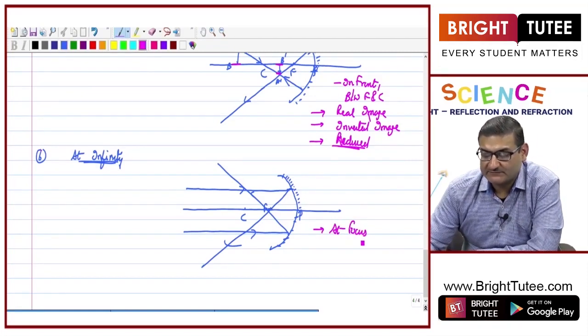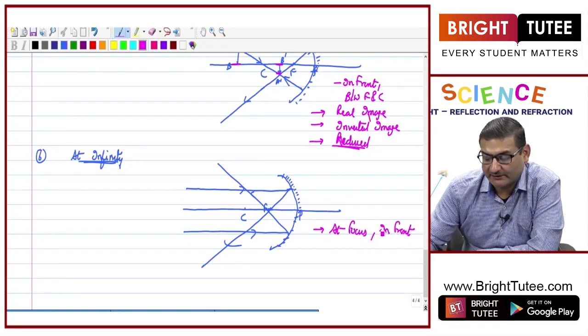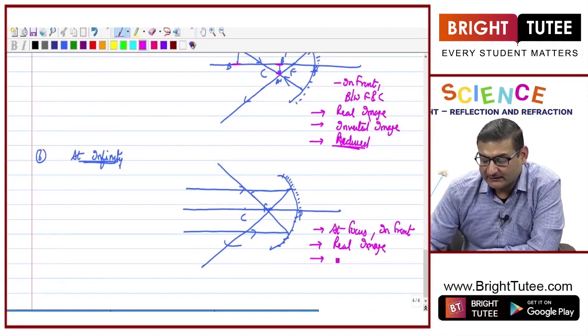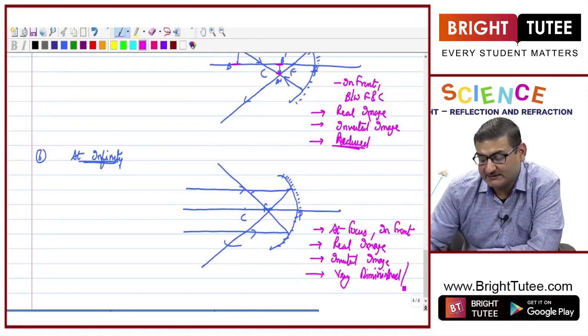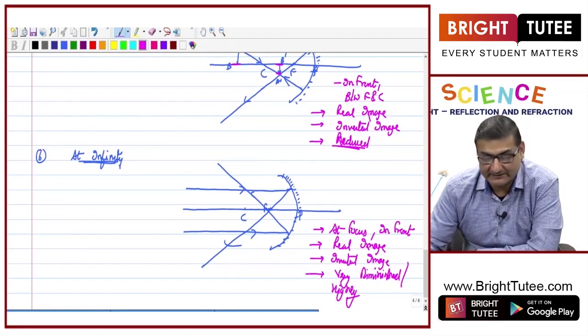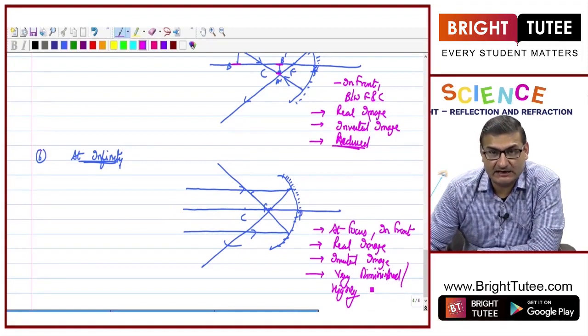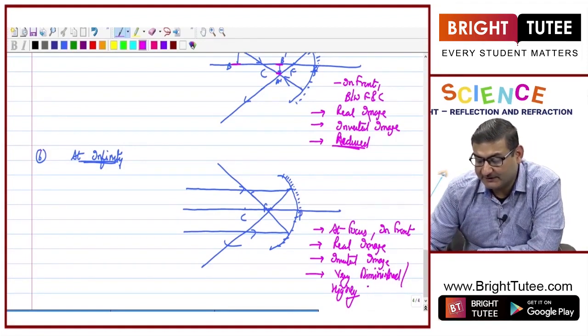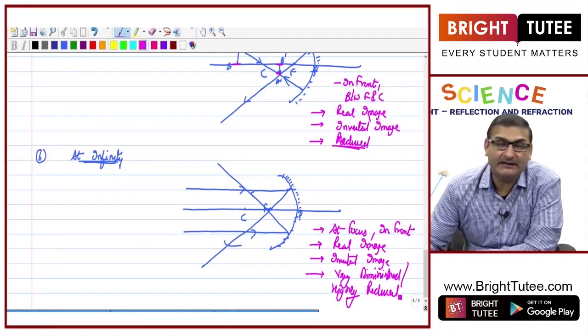So, the image is formed at focus in front of the concave mirror. The image is real because the light rays are actually meeting, and the image is inverted. It will be formed below the principal axis and it will be a very diminished image, highly diminished, highly reduced as compared to the size of the object, because if we are taking the object to be at infinity, then in that case they are huge objects. It may be a star or sun or moon, anything. So as compared to the actual size of star, moon and sun, we will see that the image formed will be highly diminished, highly reduced.